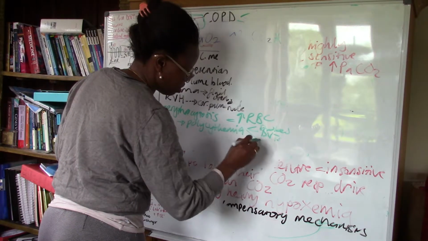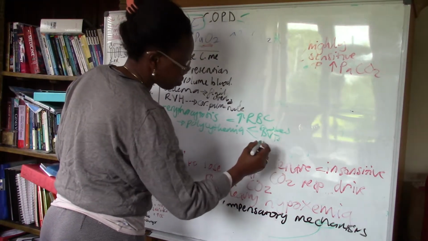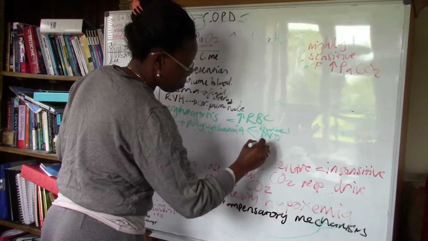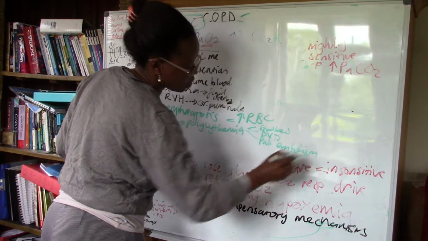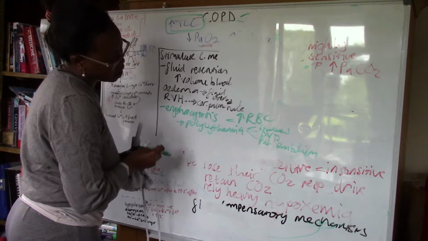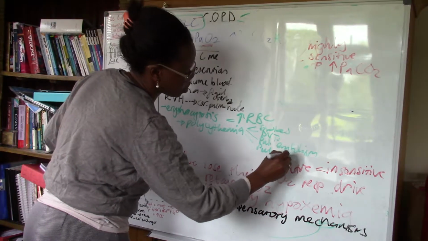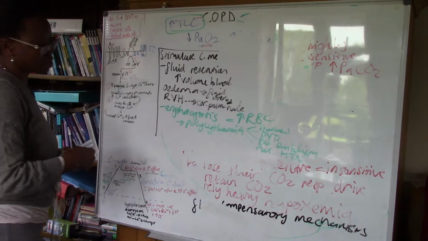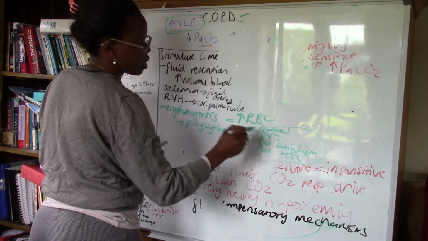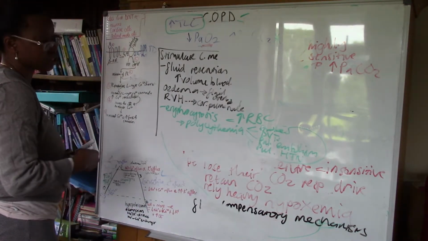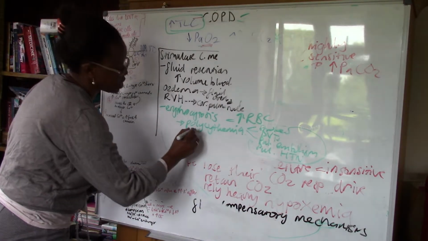sorry, not DVTs. Also, pulmonary embolism and pulmonary hypertension. So the person becomes at risk of increasing conditions such as these, which also obviously then worsen the condition. Polycythemia can be managed with venesections.